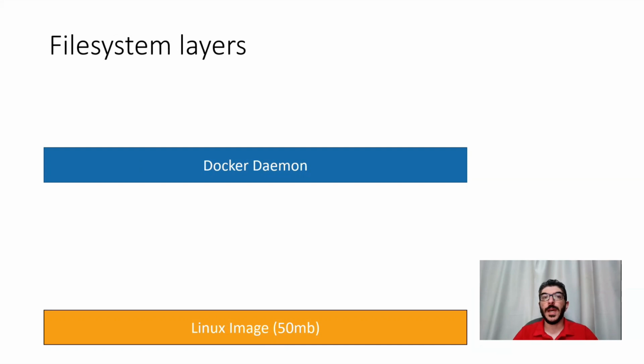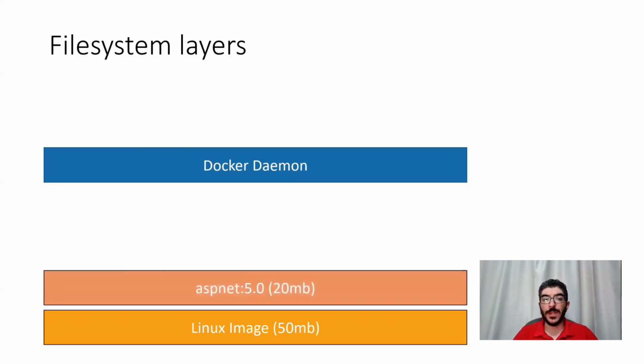So let's say I need to create a container. My container is a web application, as we spoke, and this web application would need a Linux version. So we download a Linux image. Let's say in this case, it's 50 megabytes. This is just an example. So this is a layer containing a base image of Linux.